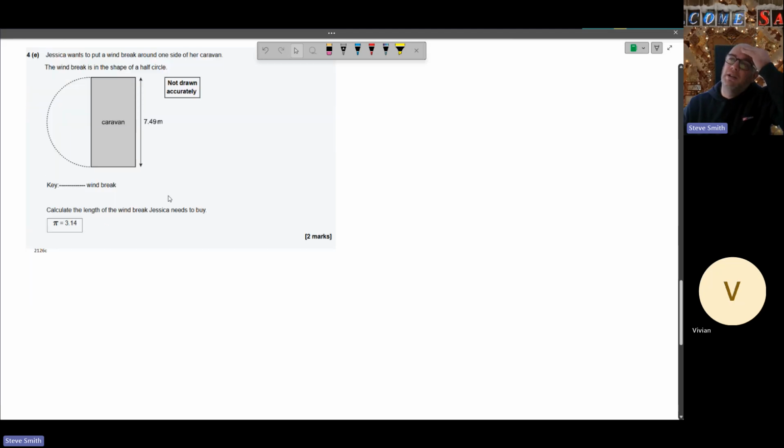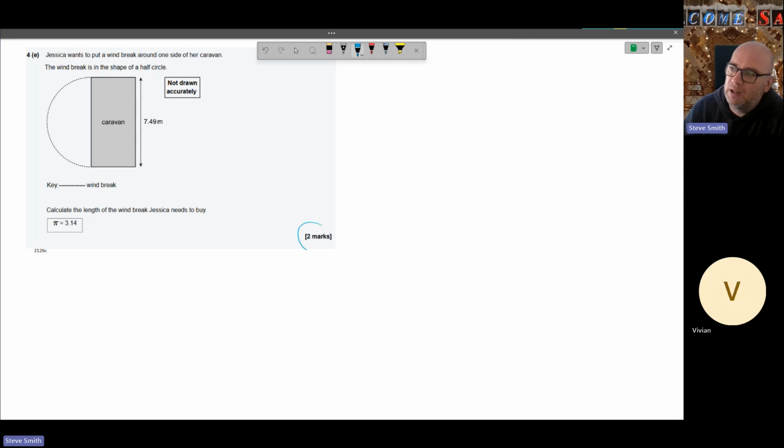Jessica wants to put a windbreak around one side of her caravan. The windbreak is the shape of a semicircle or half circle. Caravan windbreak. Calculate the length of the windbreak, for 2 marks.